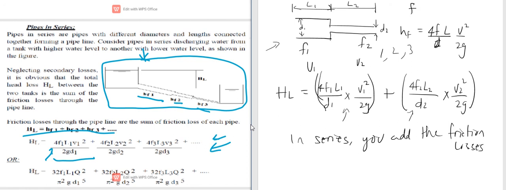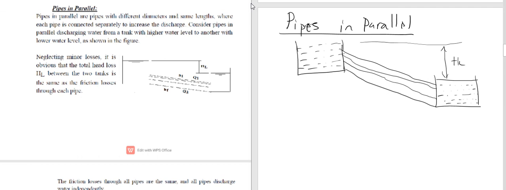But in parallel, they are equal. What do I mean? Let me explain what the parallel connection looks like. Now I have this diagram here and this is our note. I hope you've read it. Now I'll just quickly explain what pipes do in parallel.